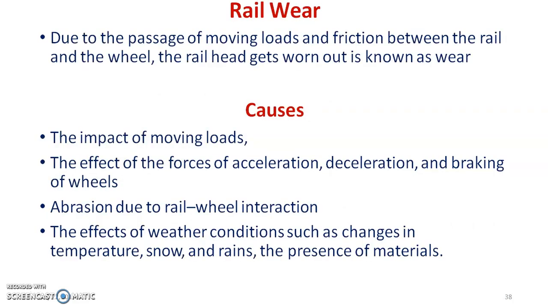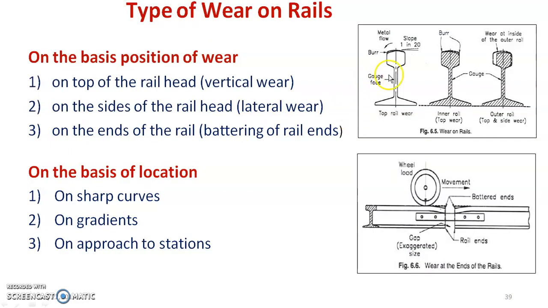Okay, now rail wear. Due to the passage of moving loads and friction between the rail and the wheel, the rail head wears out. It is called wear. See the top portion. It may be on the top side or it may be on the sides. So on the top portion, on the sides, or at the end of the rail, wear may happen. So the size is getting reduced. It depends upon the location also. In sharp curves, on gradients, or at stations, when the brake is applied on the train, wear may happen.